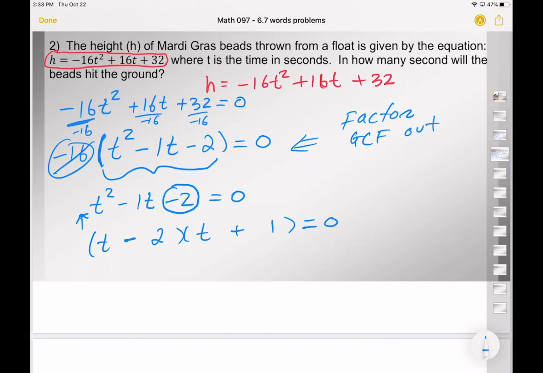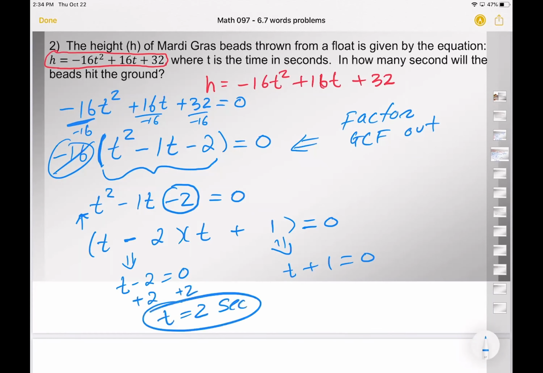So again, as you can see, we set the original equation equal to 0, we factor out the GCF, and then we factor what we have in the remainder of the parenthesis. All you need to do is take the first item and set it equal to 0, and the second item and set it equal to 0. How do I solve for t here? I add 2 to get t equal to 2. In this case, 2 seconds.